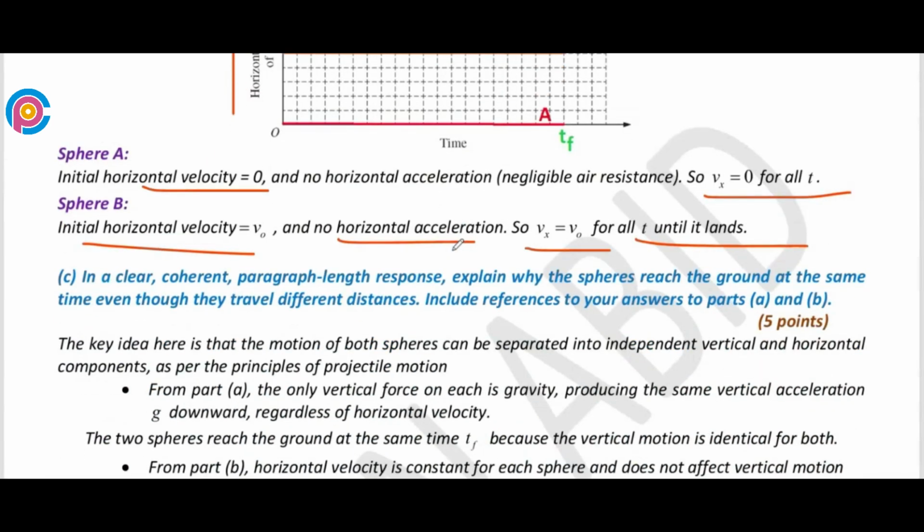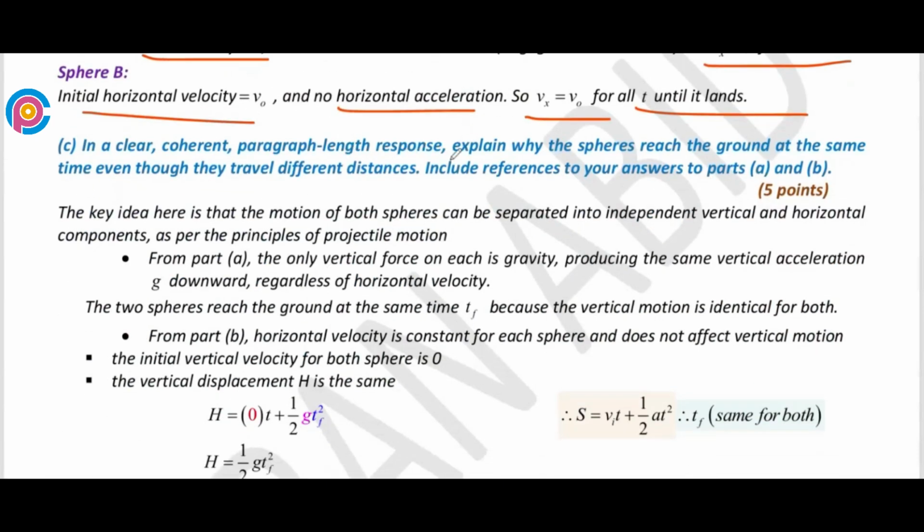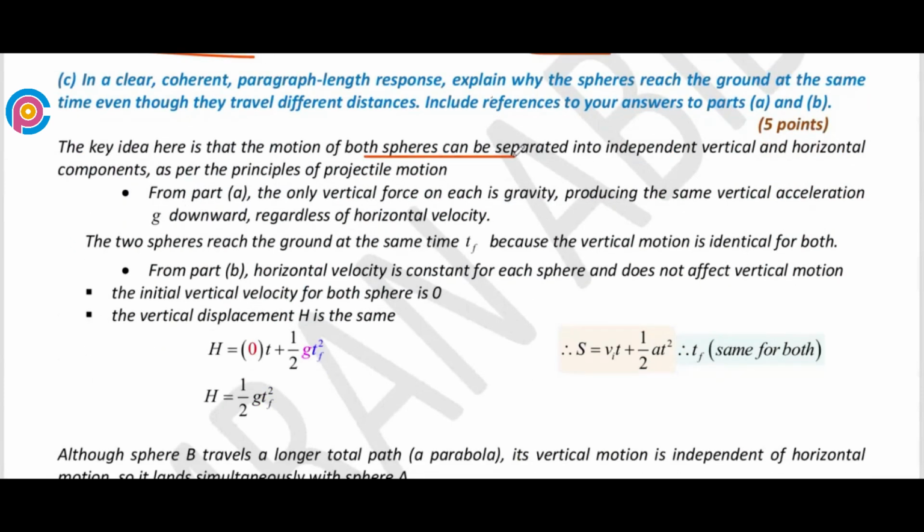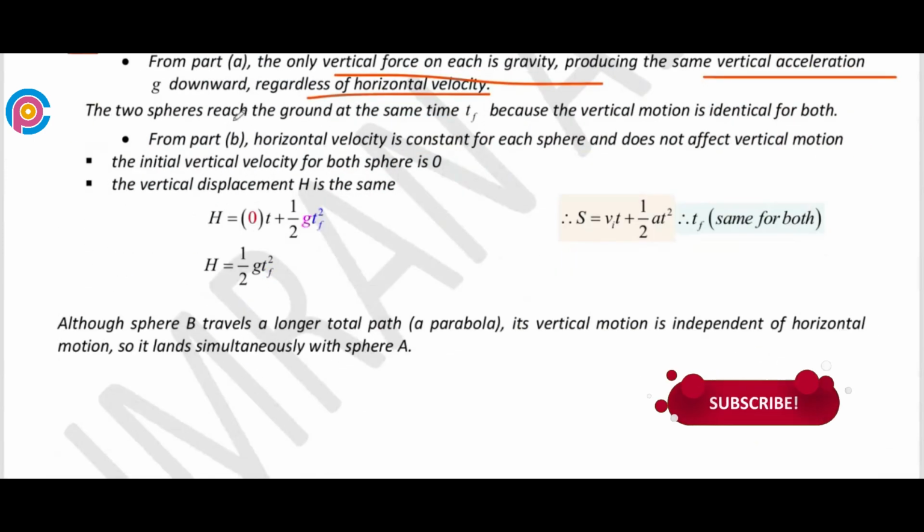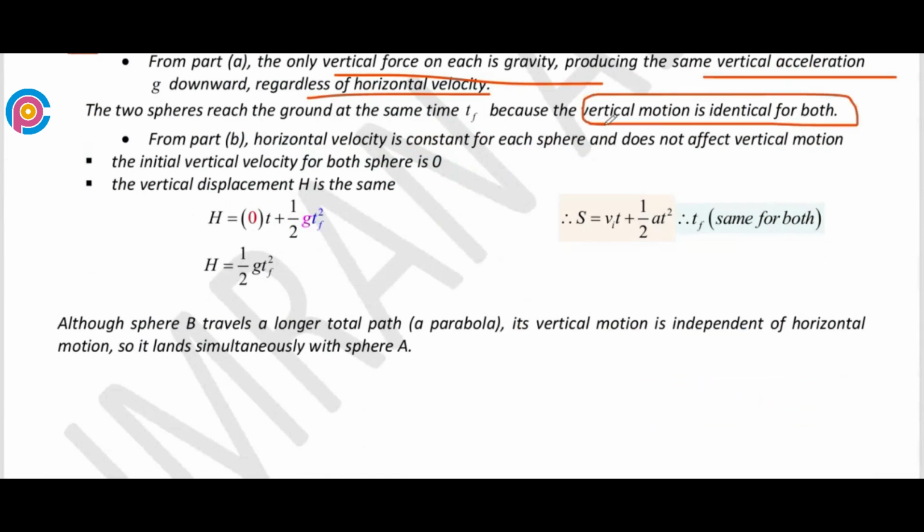In the last part, in a clear and coherent paragraph-length response, explain why the spheres reached the ground at the same time even though the travel distances differ. Include reference to your answers in part A and part B. Key idea: the motion of both spheres can be separated into independent vertical and horizontal components because of projectile motion. Part A: only the vertical force due to gravity acts, so the same vertical acceleration downward regardless of horizontal velocity. The two spheres reach the ground at the same time because the vertical motion is identical in both cases.